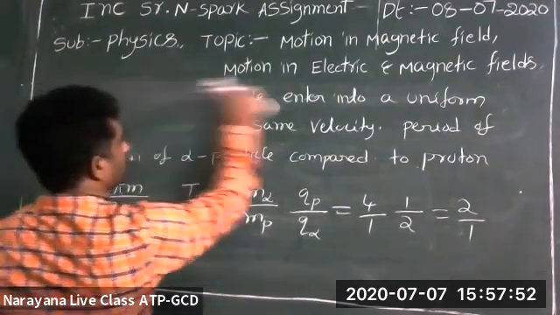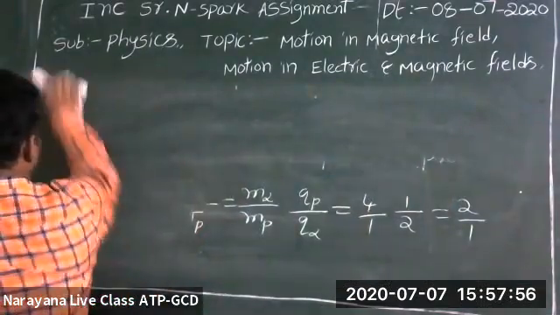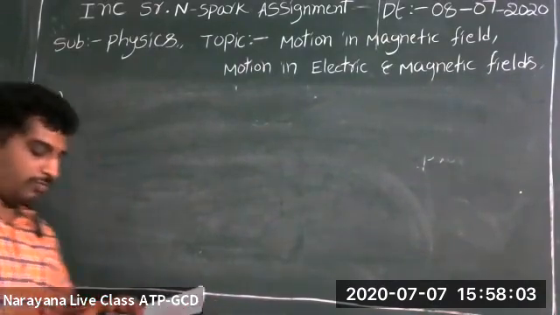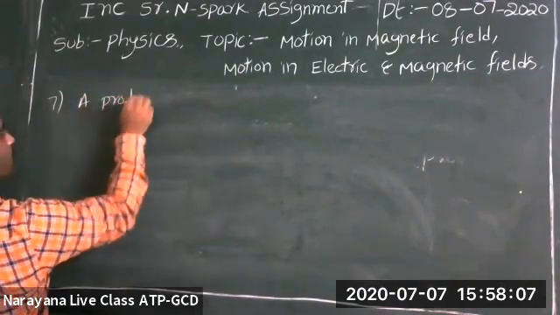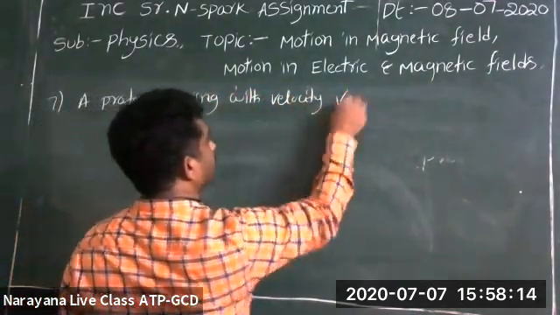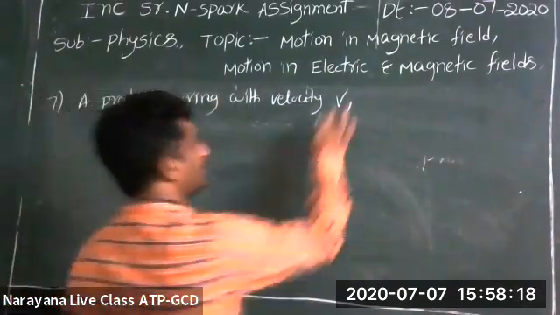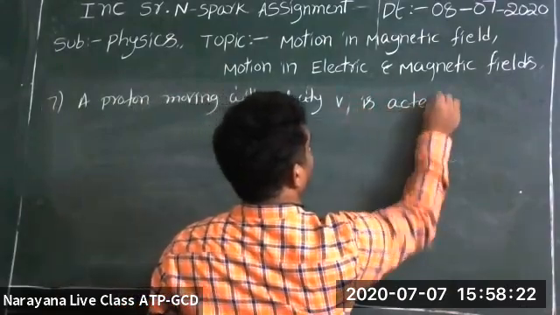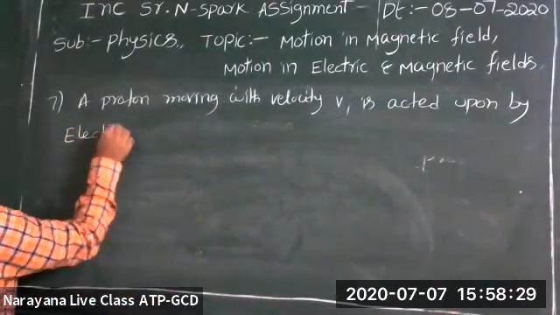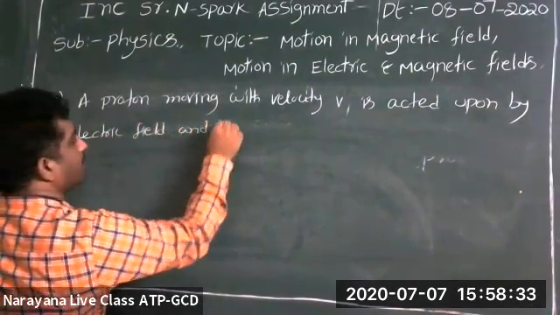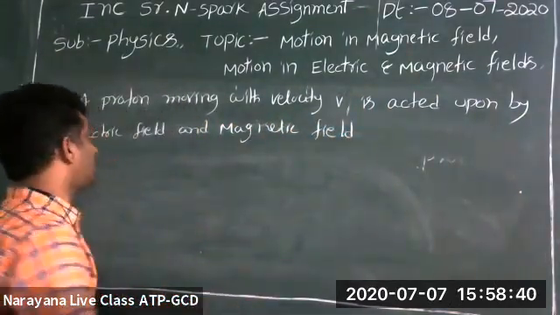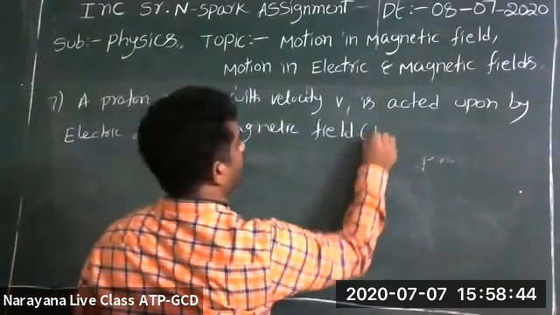Next problem. Seventh one. A proton moving with velocity v is acted upon by electric field E and magnetic field B.